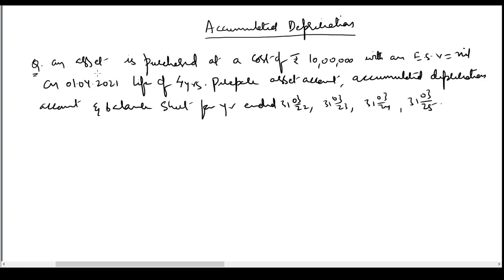An asset is purchased at a cost of rupees 10 lakh with an estimated scrap value of nil on 1st April 21 with a life of 4 years. So the cost is 10 lakh, estimated scrap value is nil, and life is 4 years. Prepare asset account, accumulated depreciation account, and balance sheet for the year ended 31st March 22, 31st March 23, 31st March 24, 31st March 25.